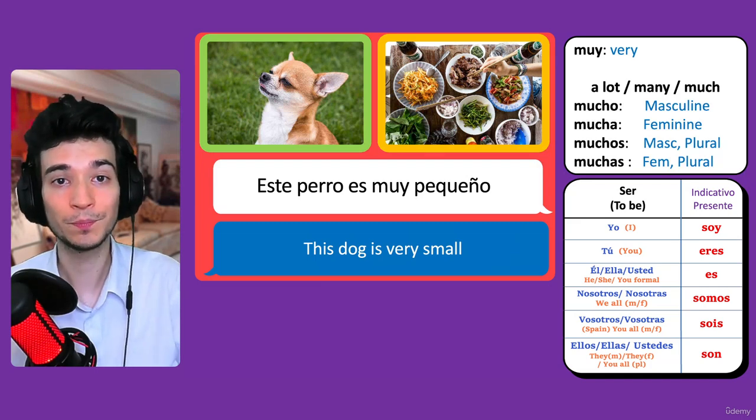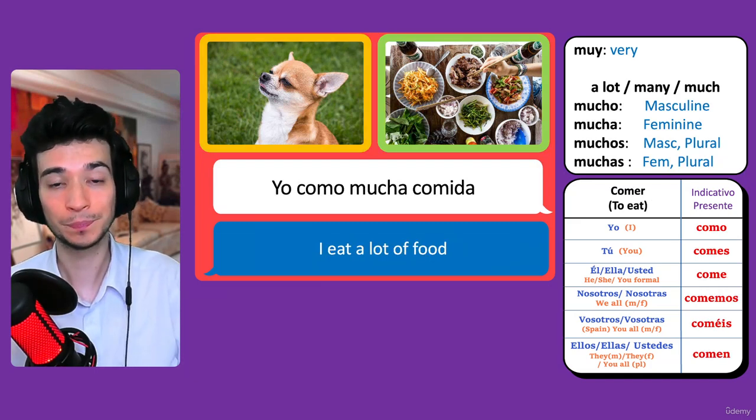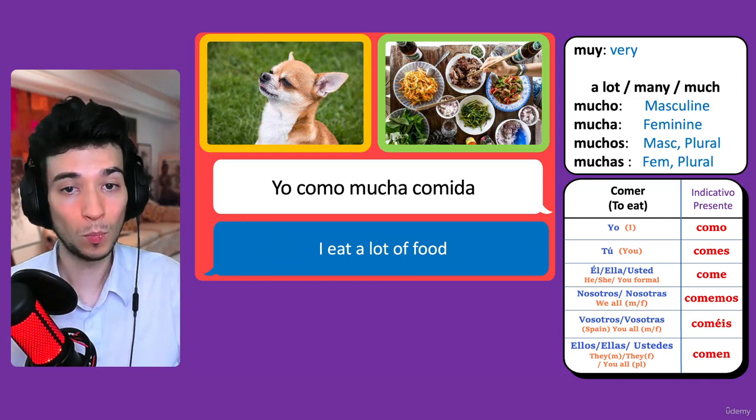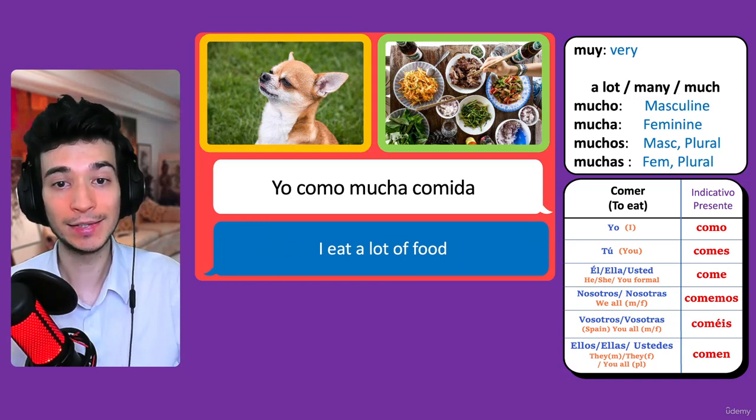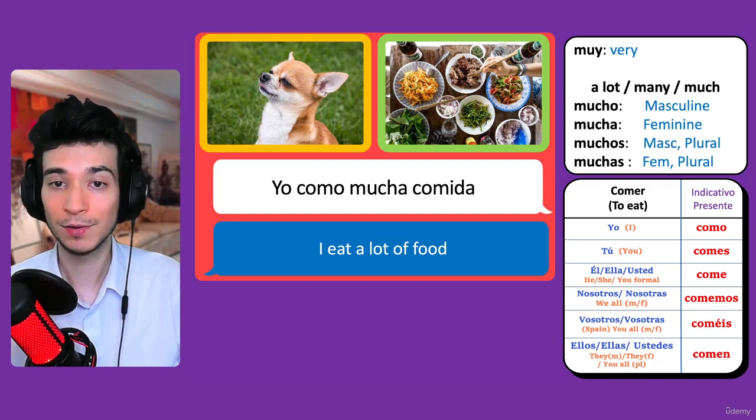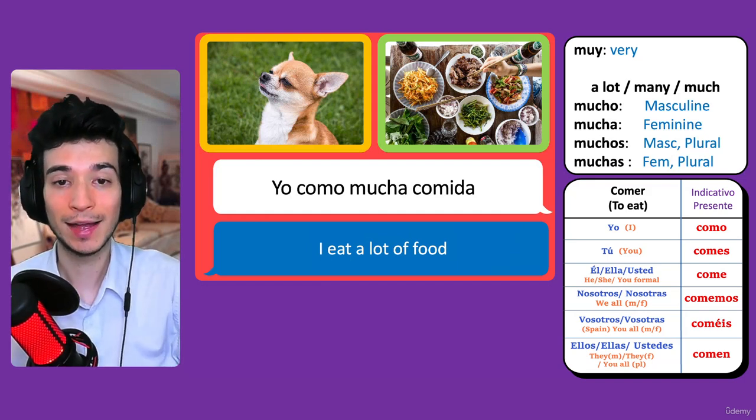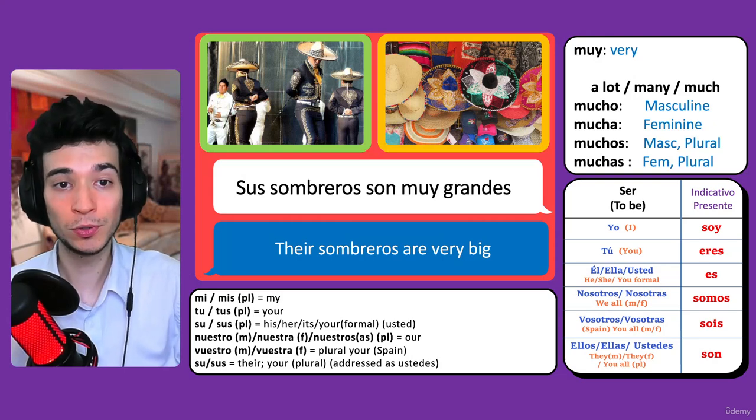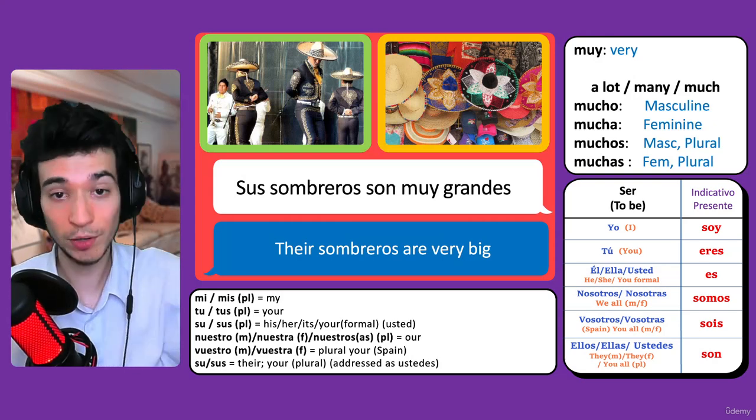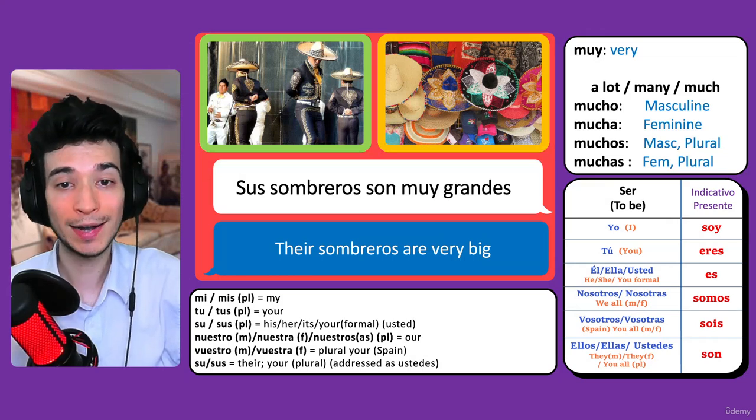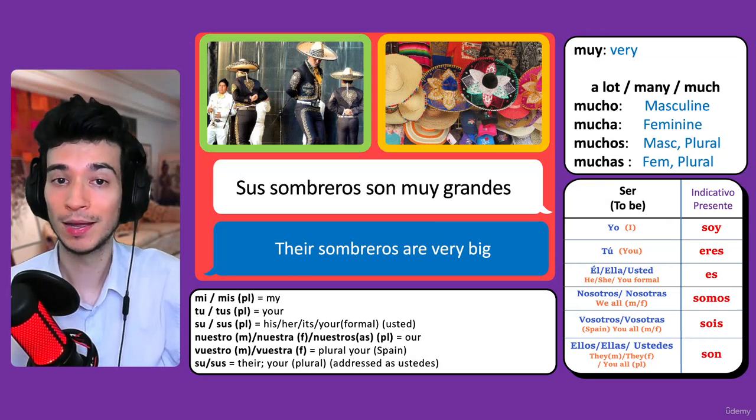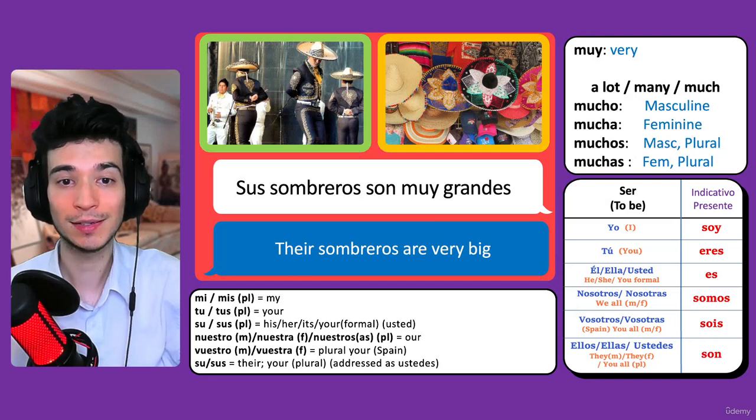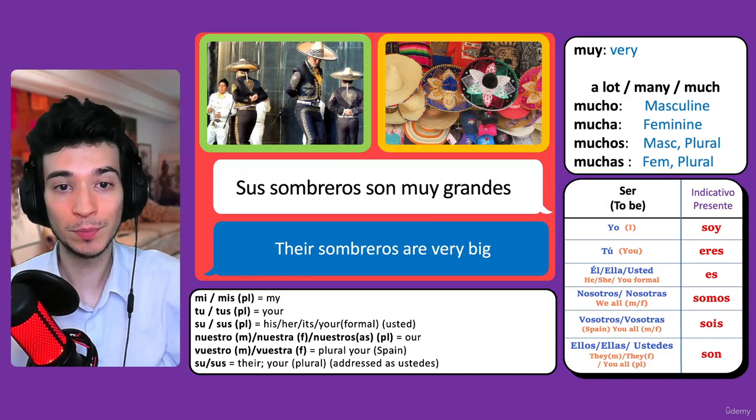So we're using muy. And in the second example: Yo como mucha comida. I eat a lot of food. Comida, food. And the next one: Sus sombreros son muy grandes. Their sombreros are very big.